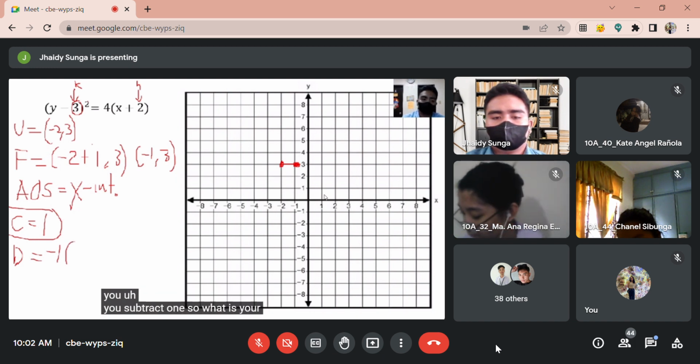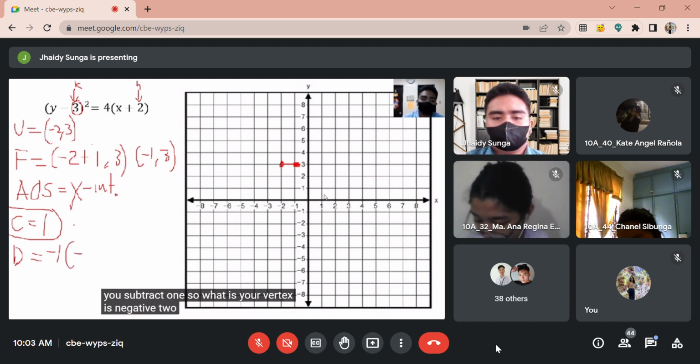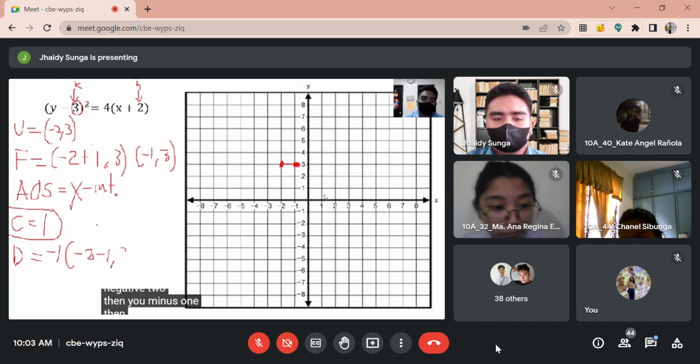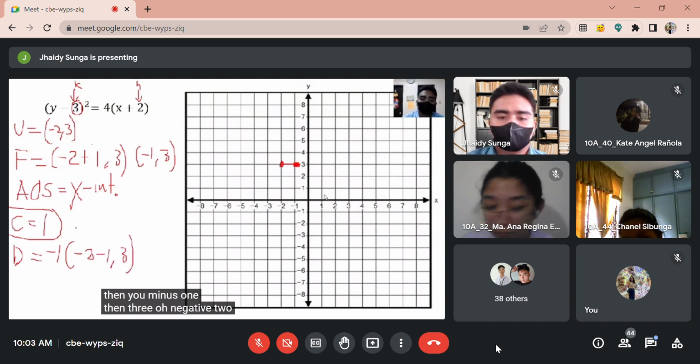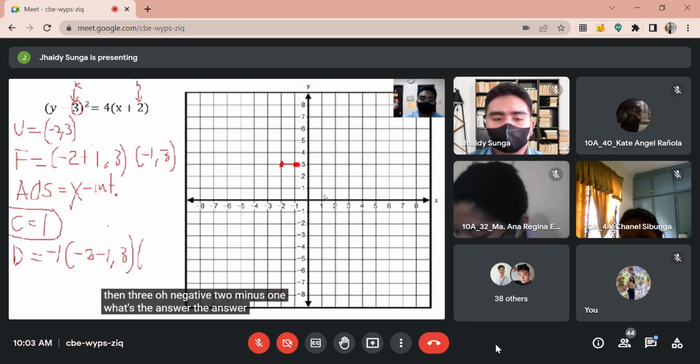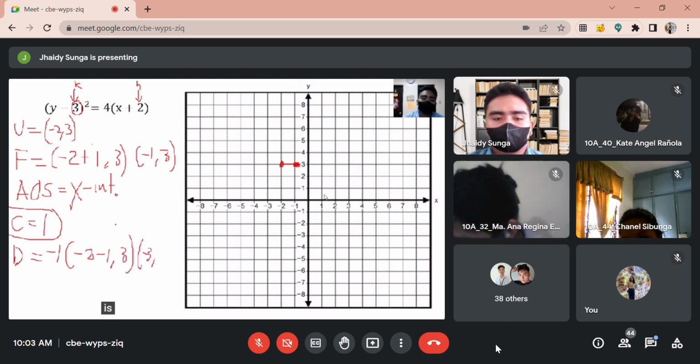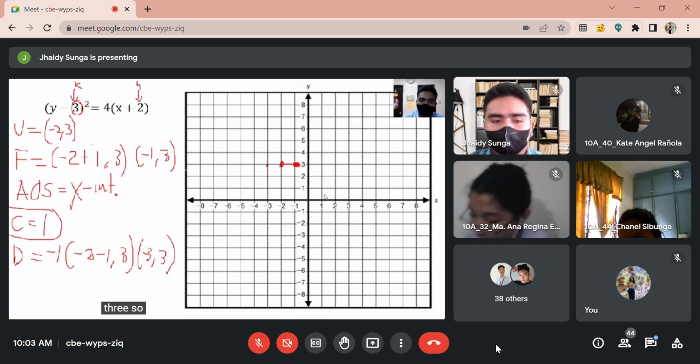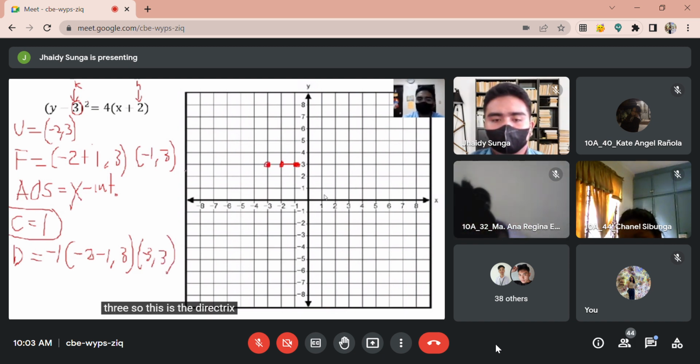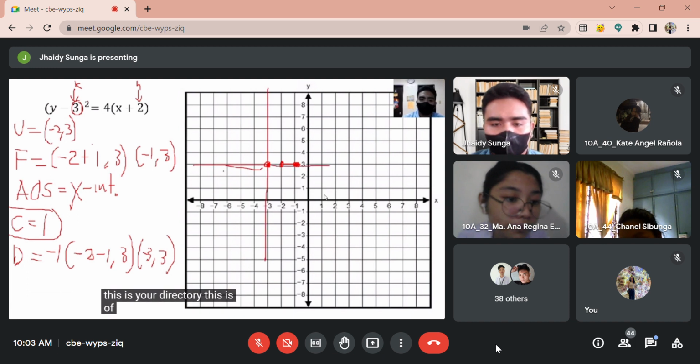So what is your vertex? Negative 2. Then you minus 1. Negative 2 minus 1, what's the answer? The answer is negative 3. So that's why you have negative 3 and positive 3. So this is your directrix. This is your axis of symmetry.